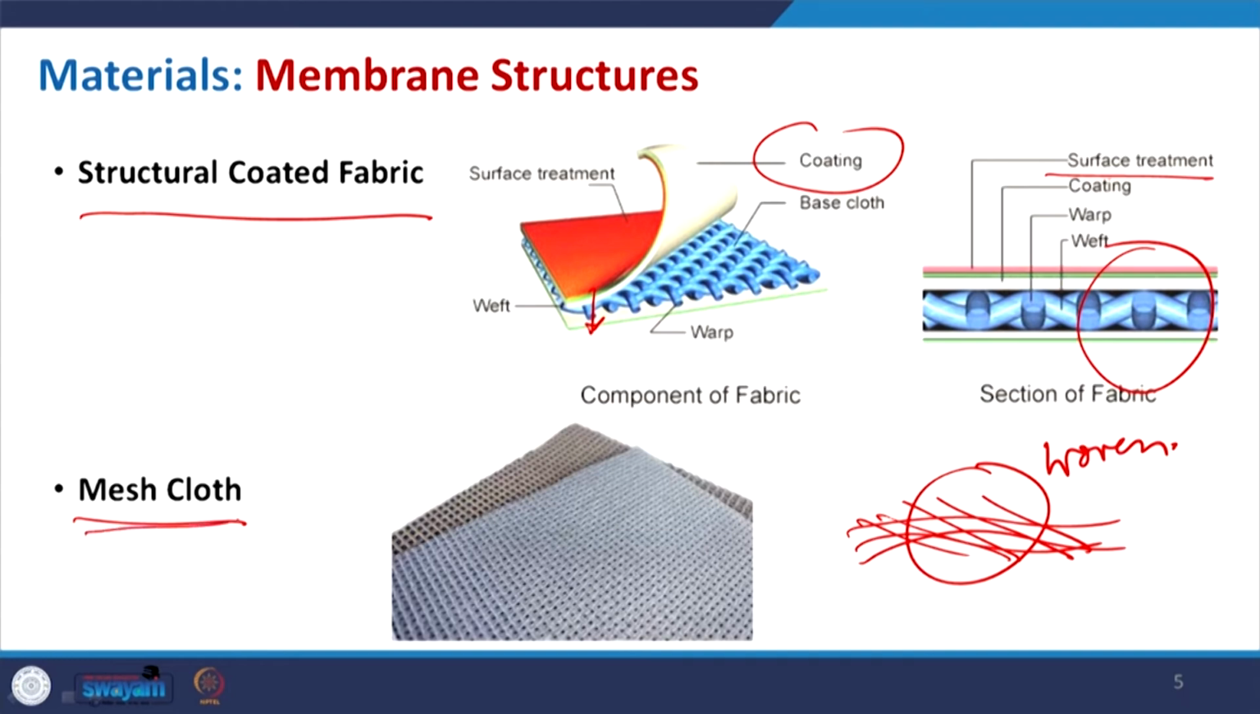Compared to that, the mesh cloth is just this inner part. So, they are interlinked, interlacing, forming this interlaced form. They just tangle with each other, and that will give some kind of stiffness to the membrane.